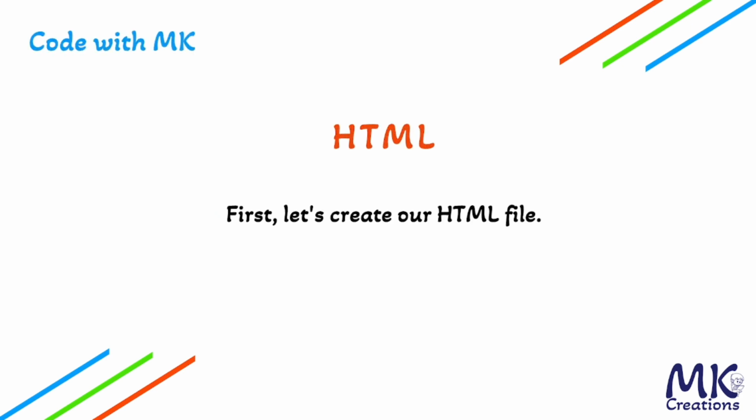We'll start with the basic structure, then add a header with a title, an input field for the number, and a button to trigger the reverse function. Here's what the code looks like.